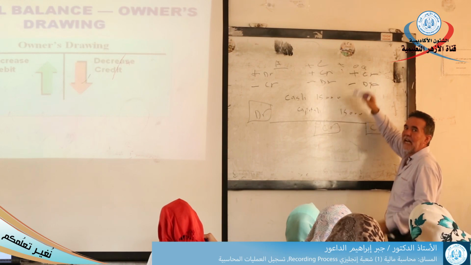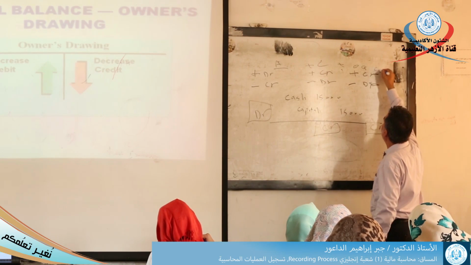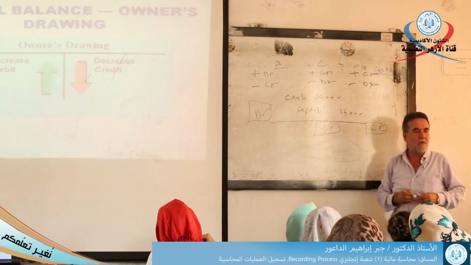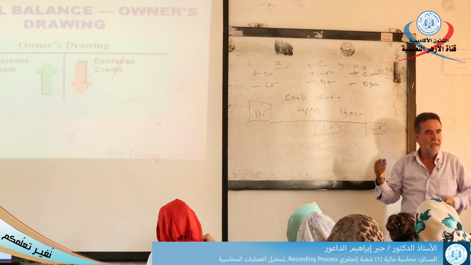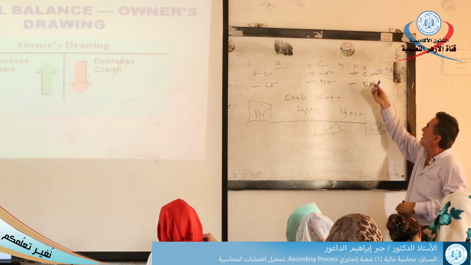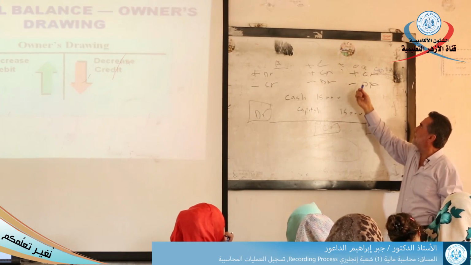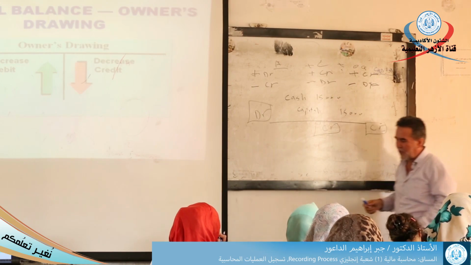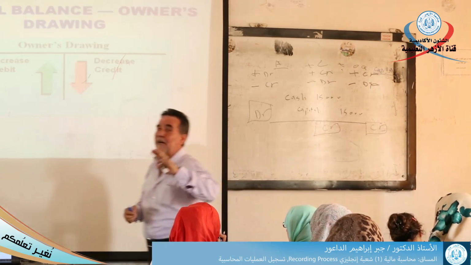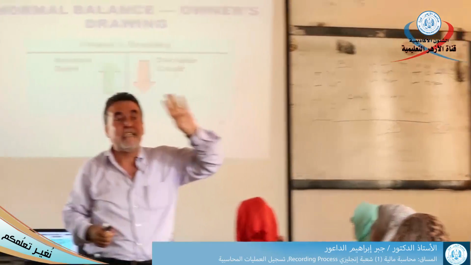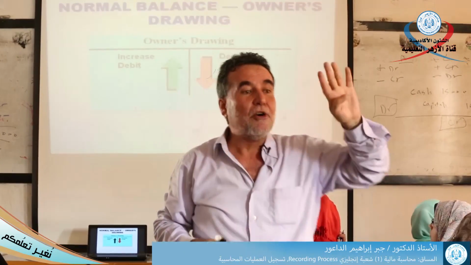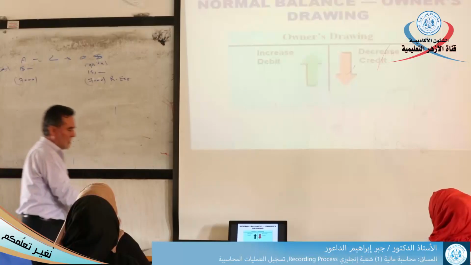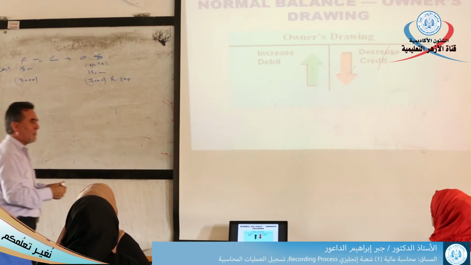I am talking here about just capital, not all of the owner's equity, just capital. Capital increased is CR, decreased is DR. As I said before, 4 items affect owner's equity.